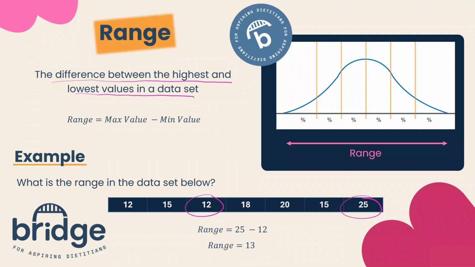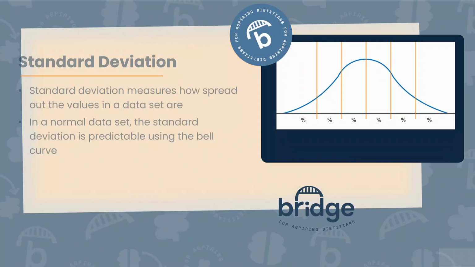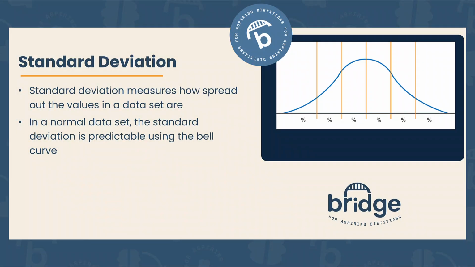The range is a quick way to measure variability, but it only gives you the outer limits. It doesn't tell you anything about what happens in between. If all the values are tightly packed within those boundaries or widely scattered, the range doesn't reflect that. For that kind of detail, we need to look at the standard deviation. And I definitely expect a question on standard deviation on the RD exam because standard deviation is one of the most important tools in statistics.